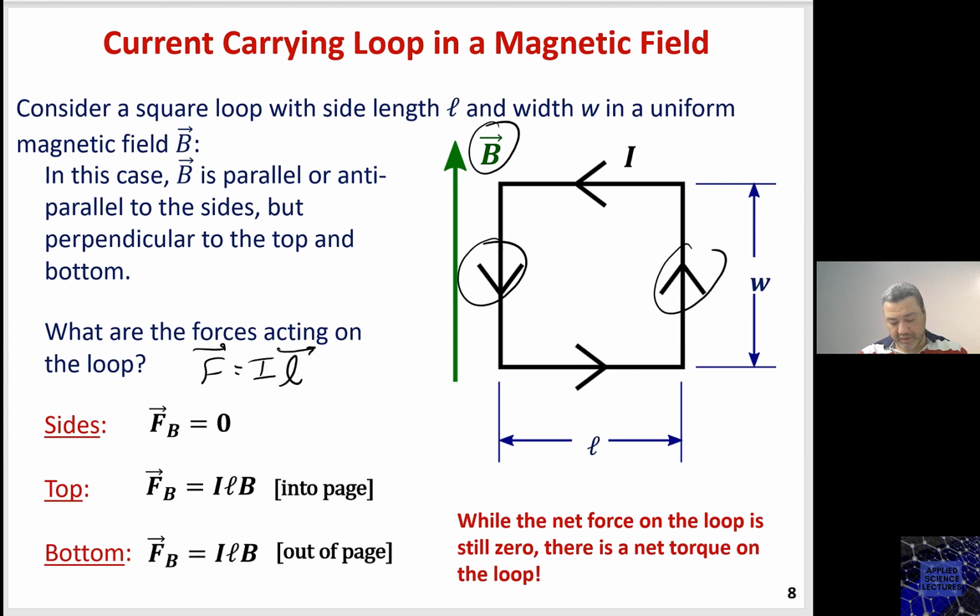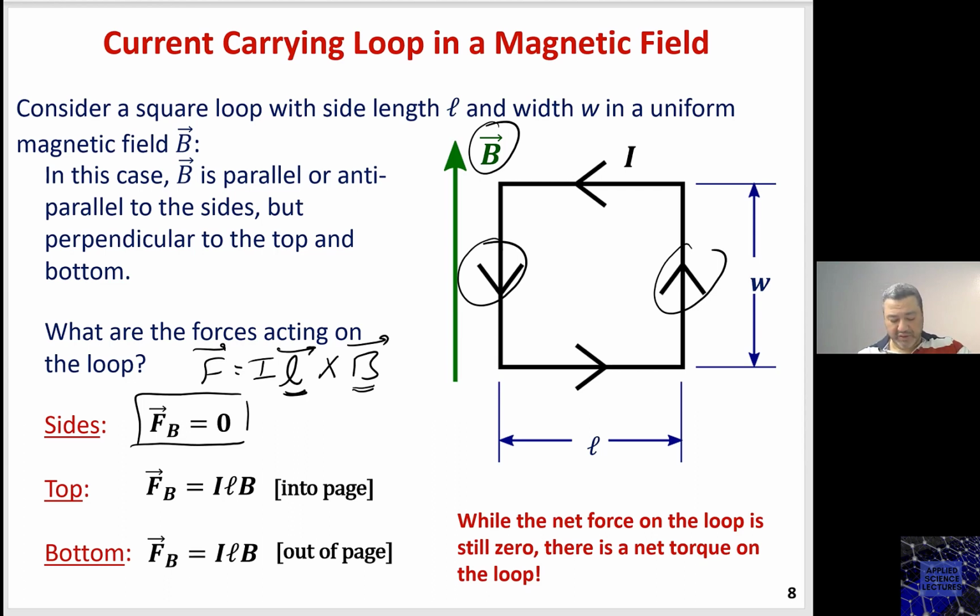The force is I L cross B. So the angle between the side here and the magnetic field is zero, and that's why sine theta would be zero, and this results in a magnetic force of zero for the anti-parallel and the parallel cases. Now for the top and for the bottom, the forces are not zero. The angle is 90 degrees.